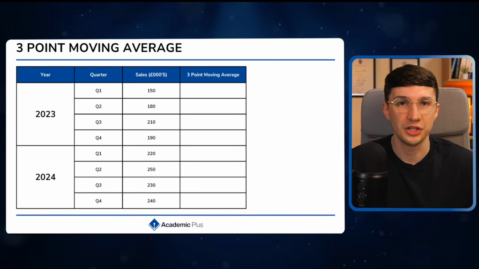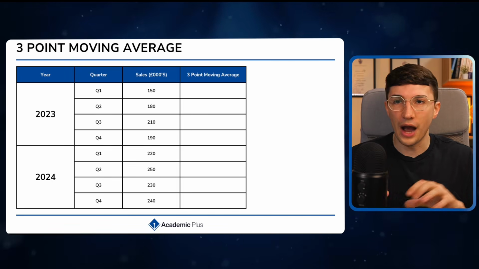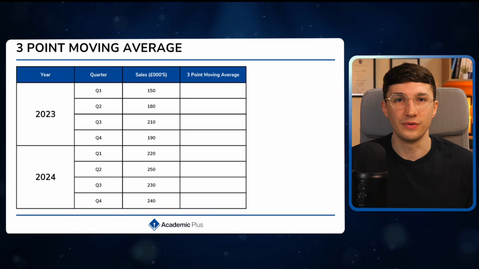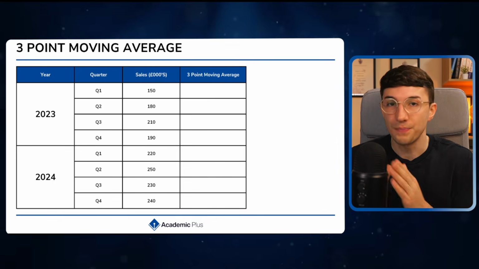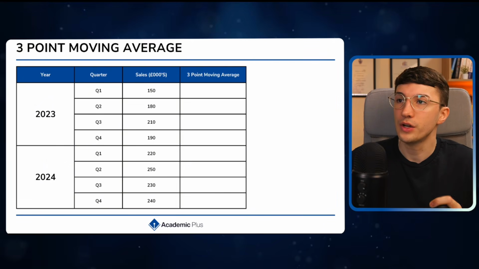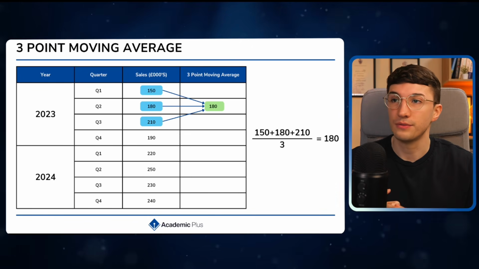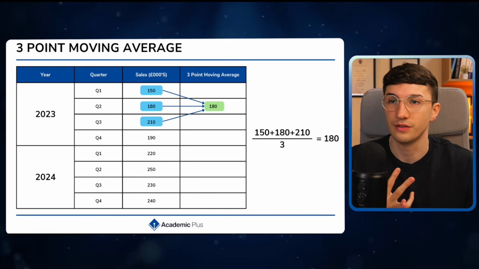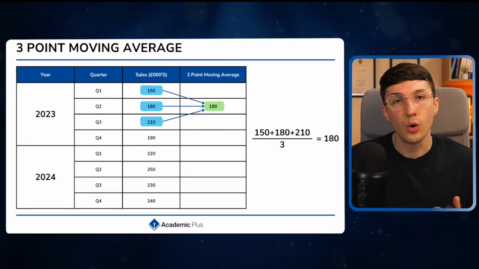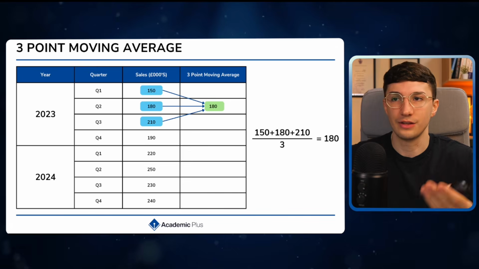Now, remember from your GCSE maths days, to calculate the average of something, you want to calculate the mean. And to do this, you add all the data together and then divide by how many there are. So when we look at the 3-point moving average, we want to find 3 points of data consecutively, add them all together, and of course divide by 3. So we will start by looking at 2023 quarter 1, quarter 2, quarter 3. So we add them all together. We do 150,000 plus 180,000 plus 210,000 and divide by how many there are, which is 3 points of data, which gives us that 3-point moving average of 180. Of course, £180,000, but to keep it simple, we just say it's 180.